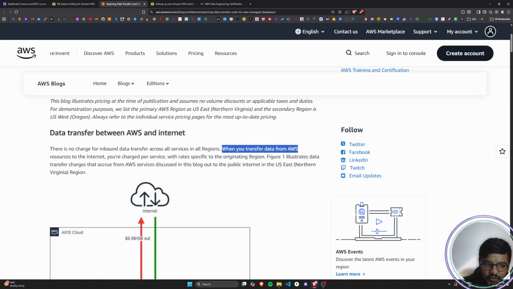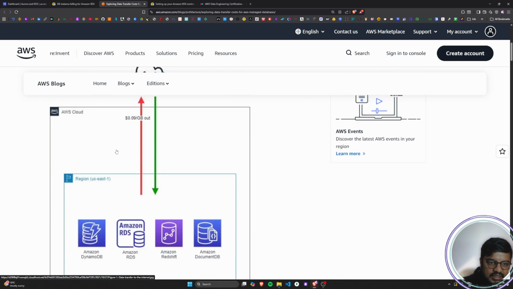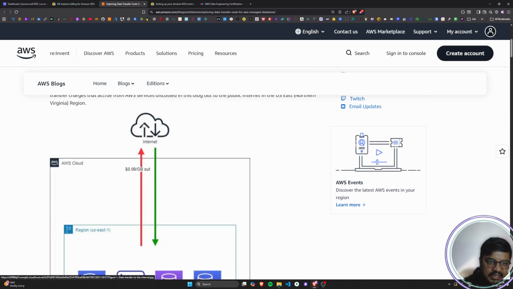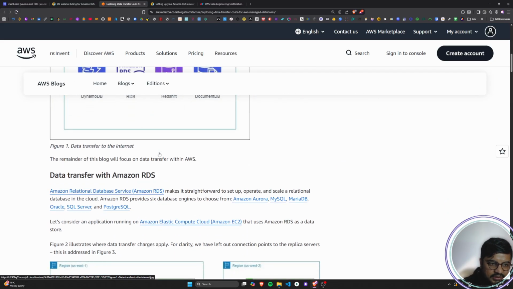When you transfer data from an AWS resource to the internet, you are charged per service, with rates specific to the originating region. Figure 1 illustrates the data transfer charges from AWS services discussed in this blog out to the public internet in the US East 1 region. So you can see here $0.09 per GB of outbound data transfer that you will be charged.